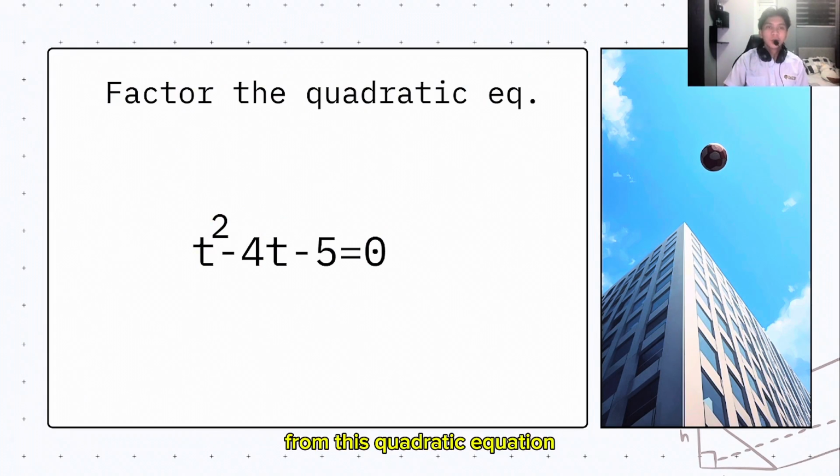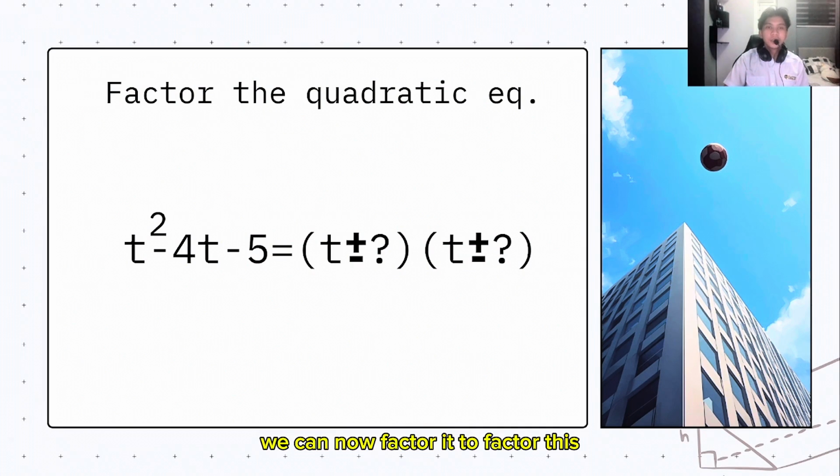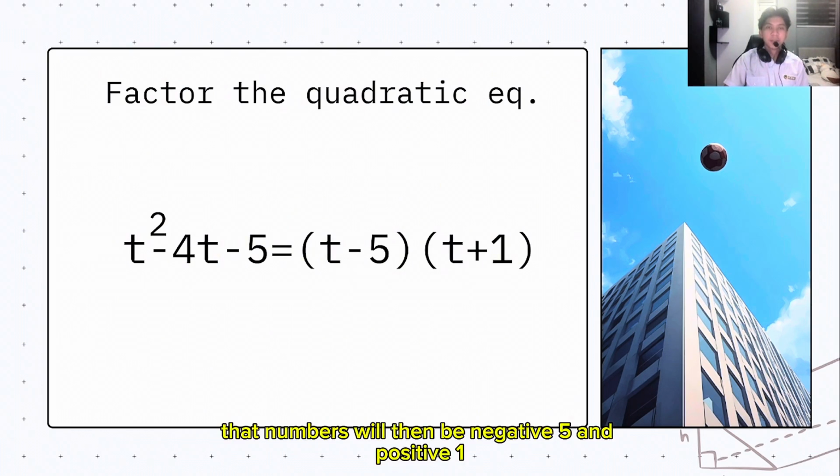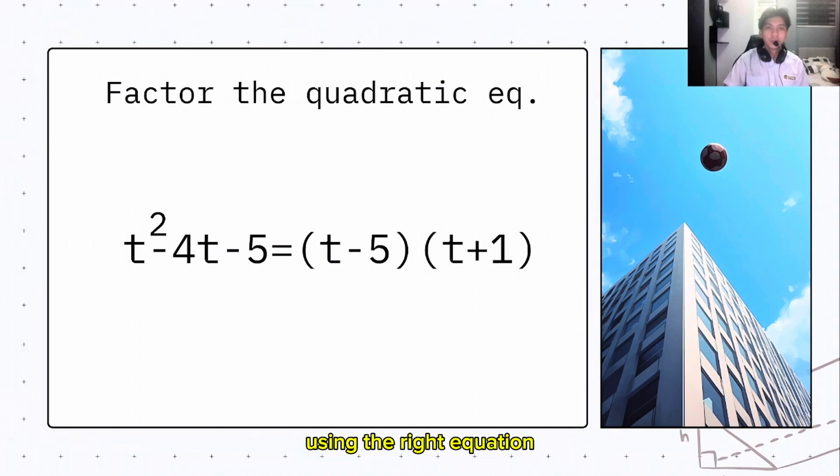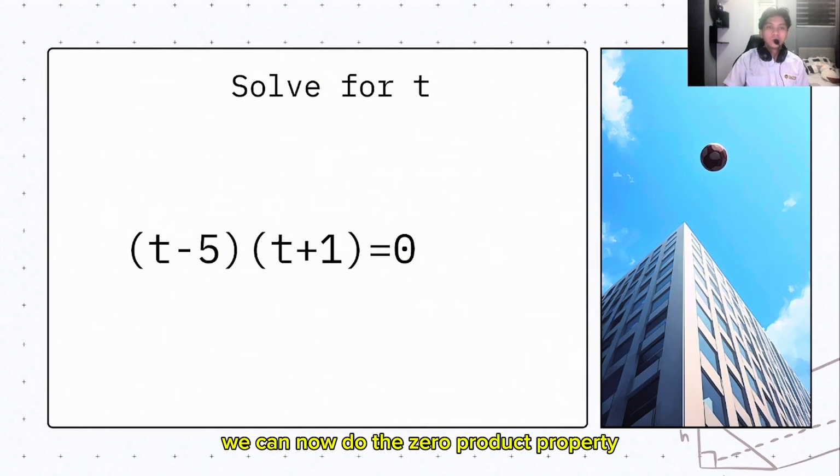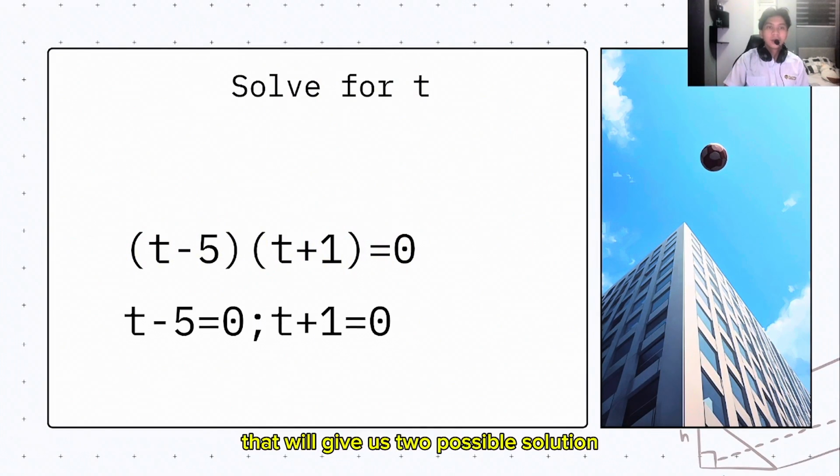From this quadratic equation, we can now factor it. To factor this, we must first find two numbers that will give us a sum of -4 and a product of -5. Those numbers will then be -5 and +1. Using the right equation, we can now do the zero product property. That will give us two possible solutions as shown on the screen.